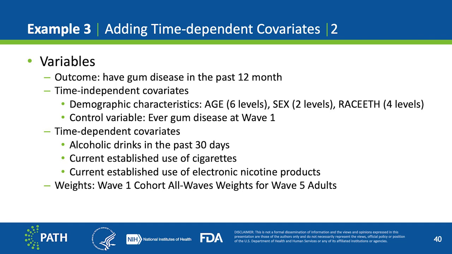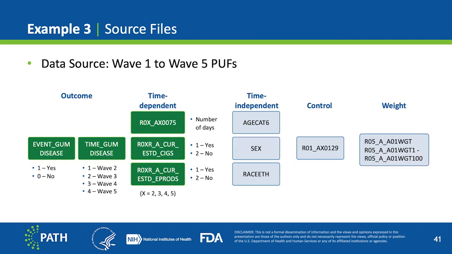But for a time-dependent variable like alcohol use, if you know the alcohol use at wave 1, that doesn't tell you the alcohol use at wave 2 or 3 or 4. It's related, but it's not fixed. So this is the difference between the two. The time-dependent variables need to be combined from several waves. As you can see here, I used ROX instead of a specific wave to indicate those variables.